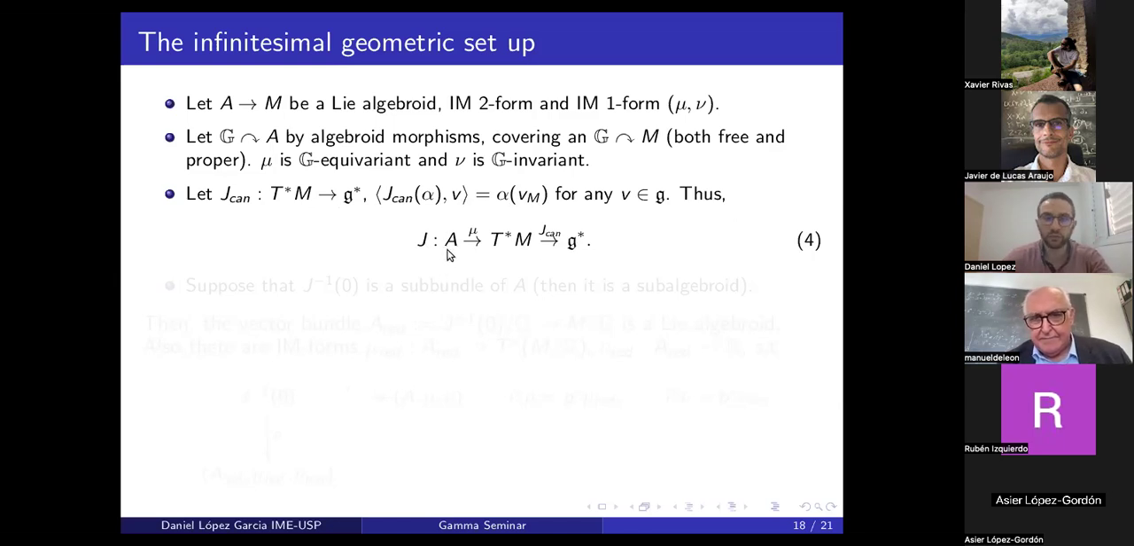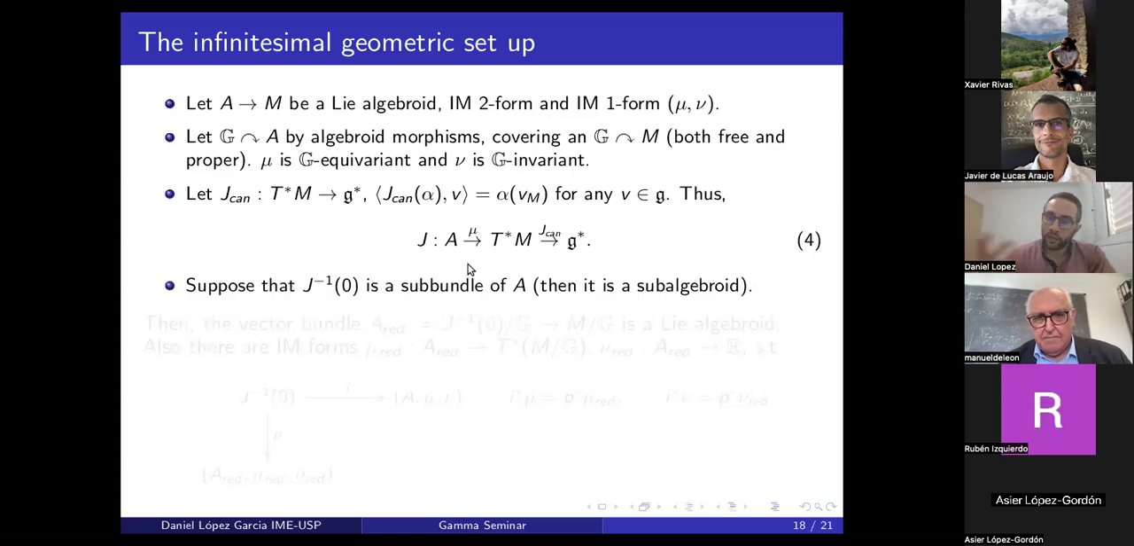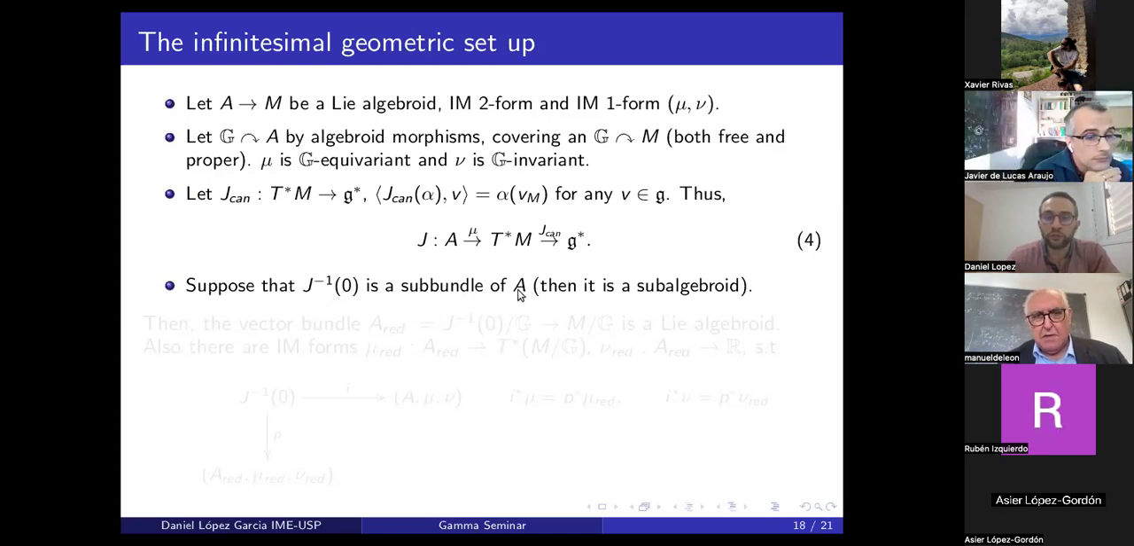And this map is also an algebroid morphism, if you think of this Lie algebra as an algebroid over a point with trivial bracket. In this sense, this is an algebroid morphism. Again, similar to the previous case, let me suppose that the preimage of 0 is a subbundle, a regular subbundle of A. It is possible to prove that this also inherits a subalgebroid structure of A.